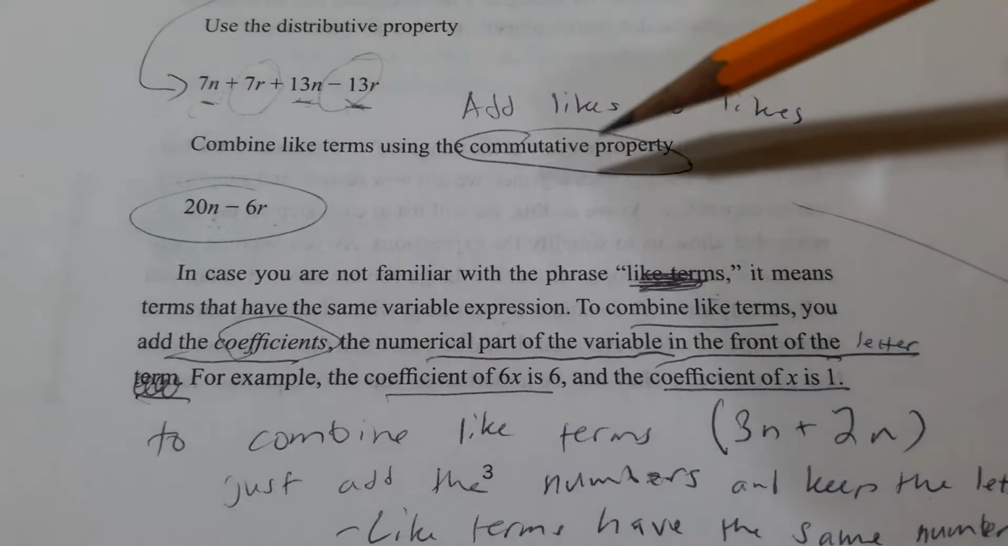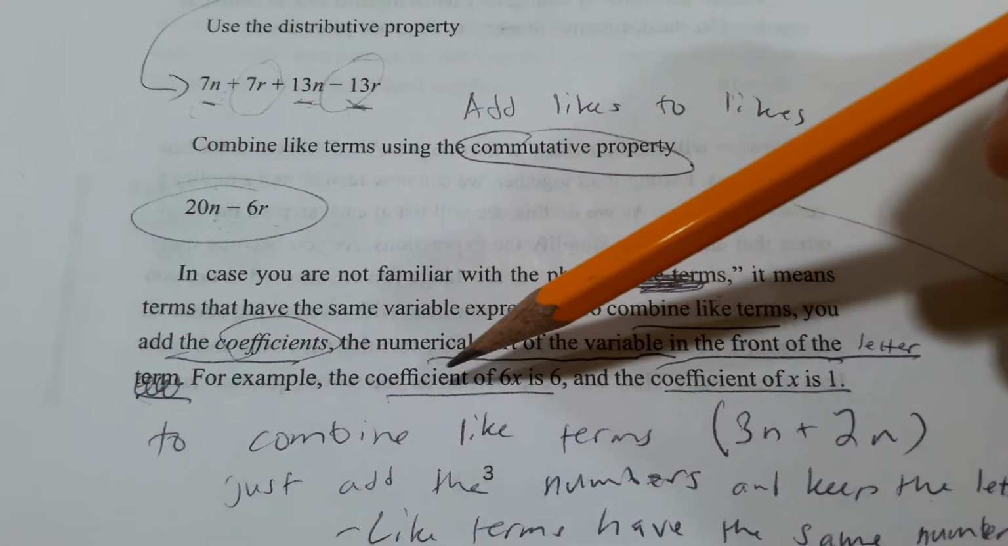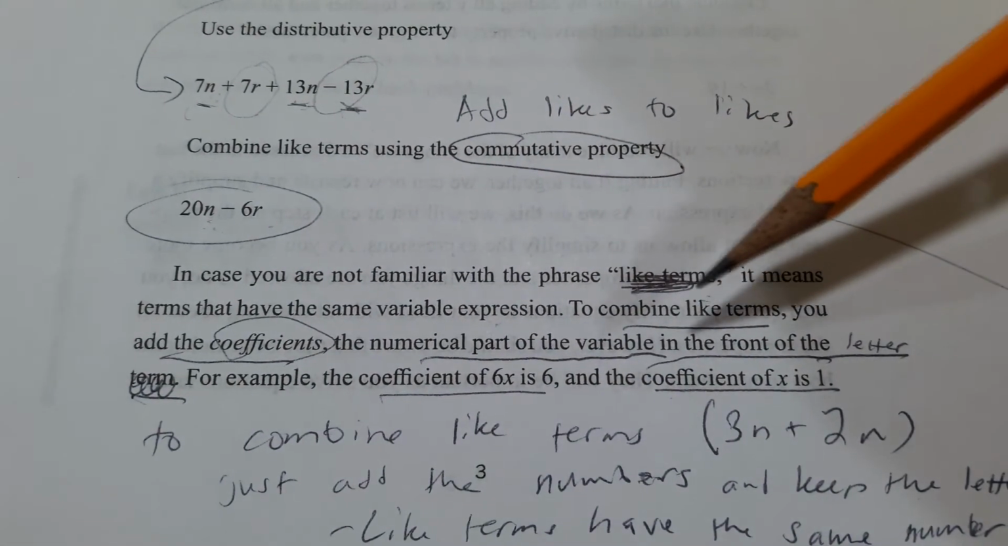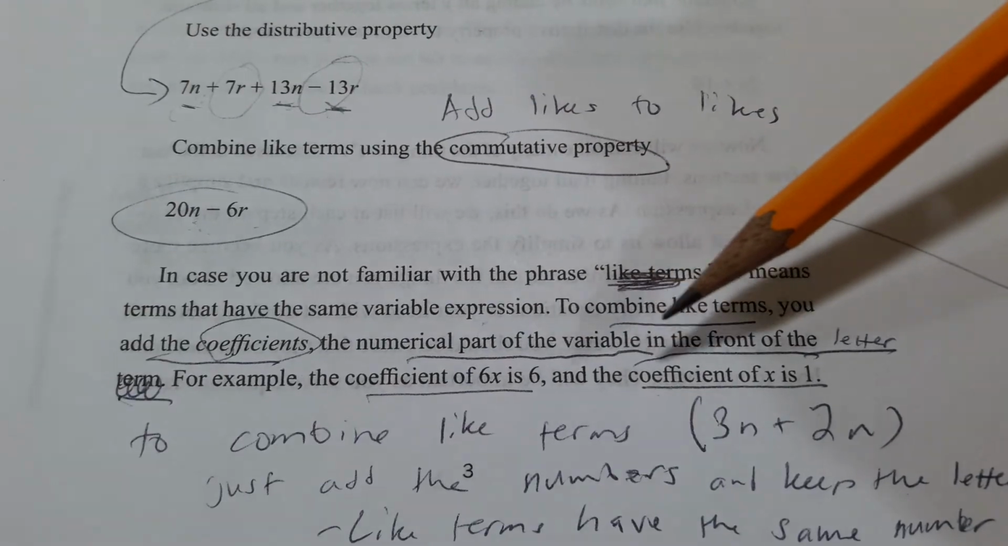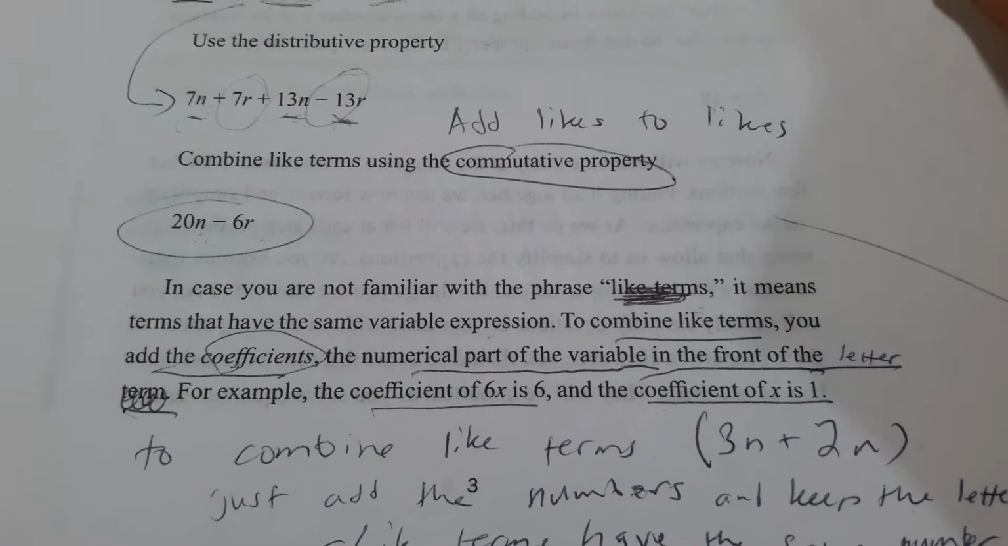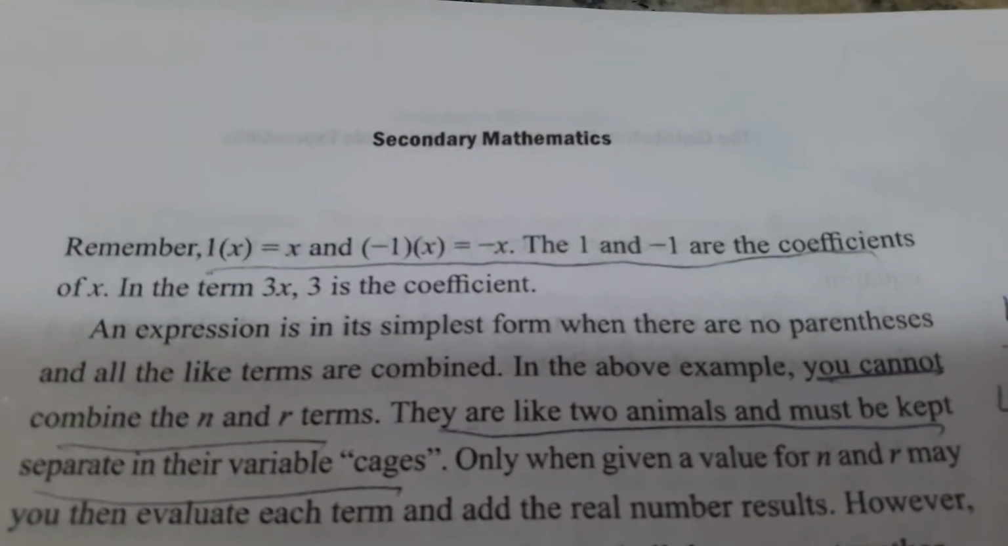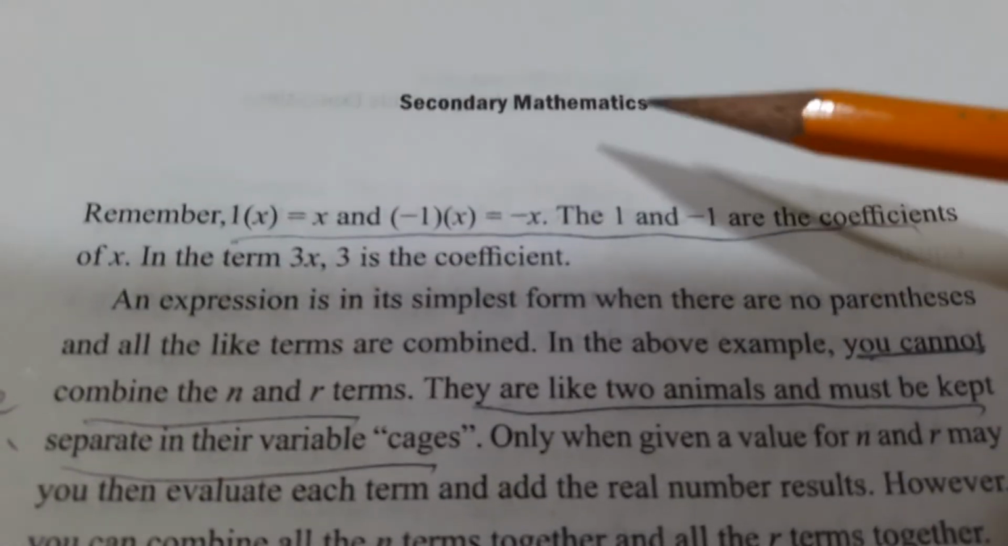And a little bit of jargon for wording. The coefficient of 6x is 6. Coefficients are the numbers before the letters. Remember that coefficients are the numbers before the letters.